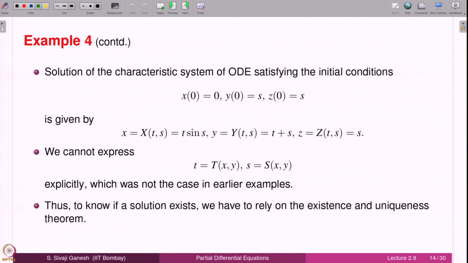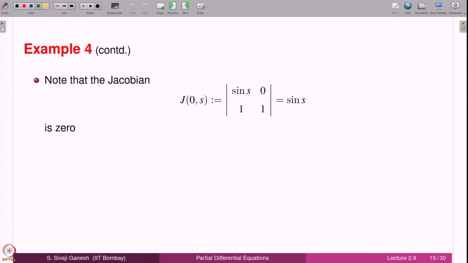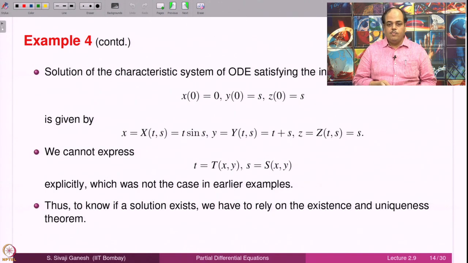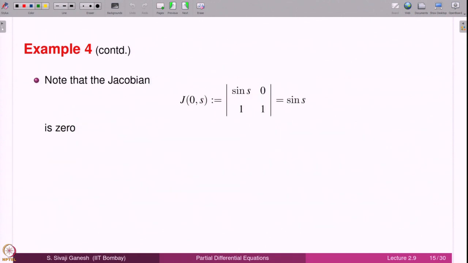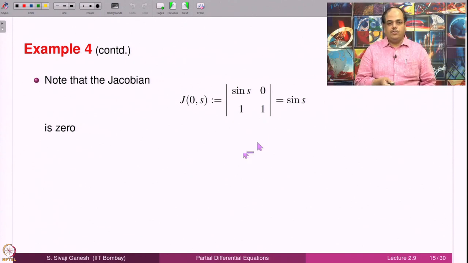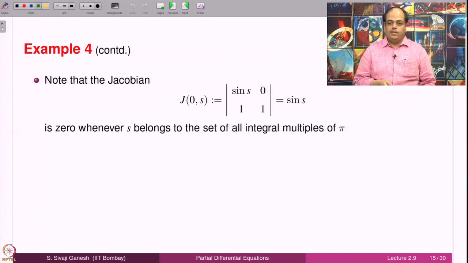So, to know if a solution exists, we have to rely on the existence uniqueness theorem now, we have no choice. In this example, we are not going to get an explicit form of the solution because we are unable to invert, we are unable to write t and s as functions of x, y. When you look at whether it is possible at all, the Jacobian J_0(s) turns out to be sin s. Of course, sin s is 0 whenever s is a multiple of pi, all integral multiples of pi. Other than that, it is always non-zero. So if s is equal to k pi for some integer k, this Jacobian is 0. If it is not like k pi for some k, then it is always non-zero.